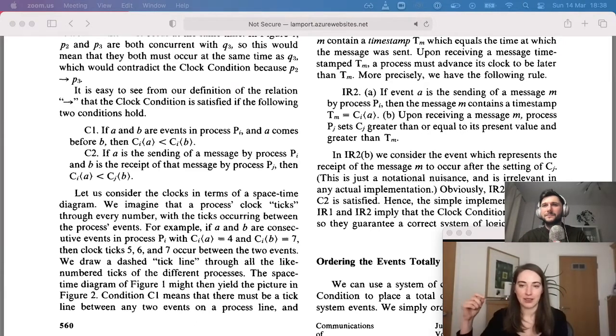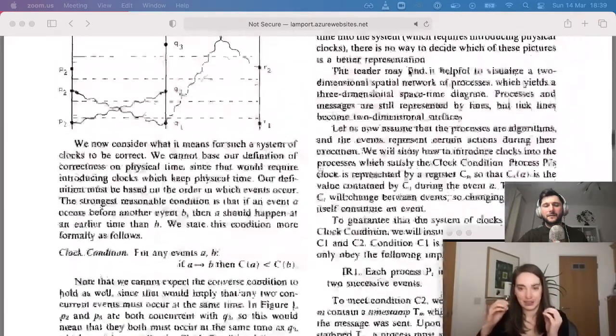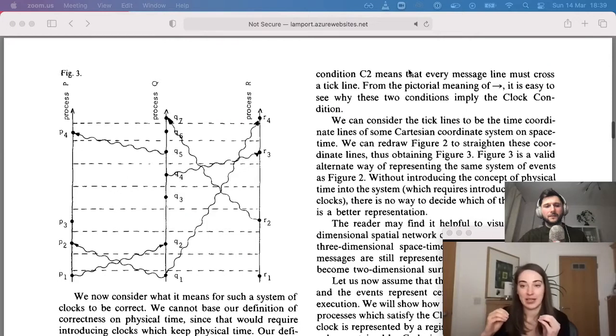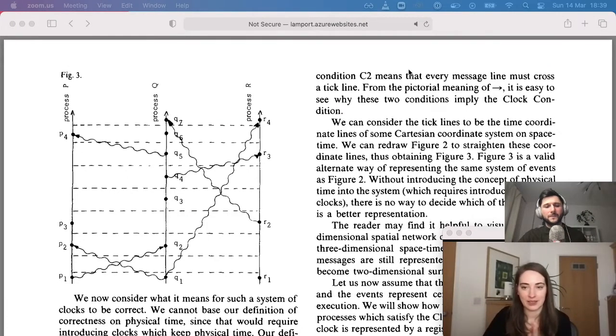So if the clocks, okay, let me get to that part. We cannot expect that any two concurrent events occur at the same time. If the clock would be the same in each of the processes, then that would mean that the actual events would happen at the same time, and we cannot expect that. It's not useful, and it's not realistic either.